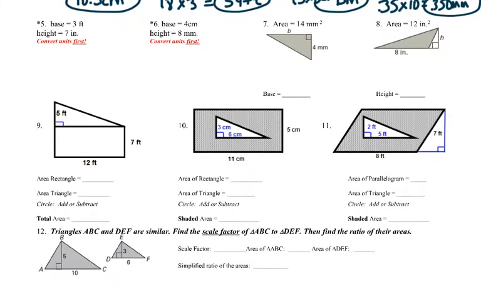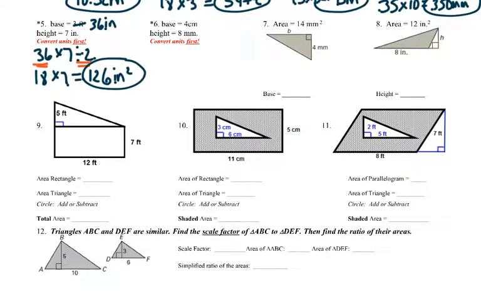Do we really need a picture? So 3 feet is 36 inches. So 36 times 7 divided by 2. When I said it doesn't matter the order, you could do 36 divided by 2 is 18. And then just do 18 times 7 is 126 inches squared.